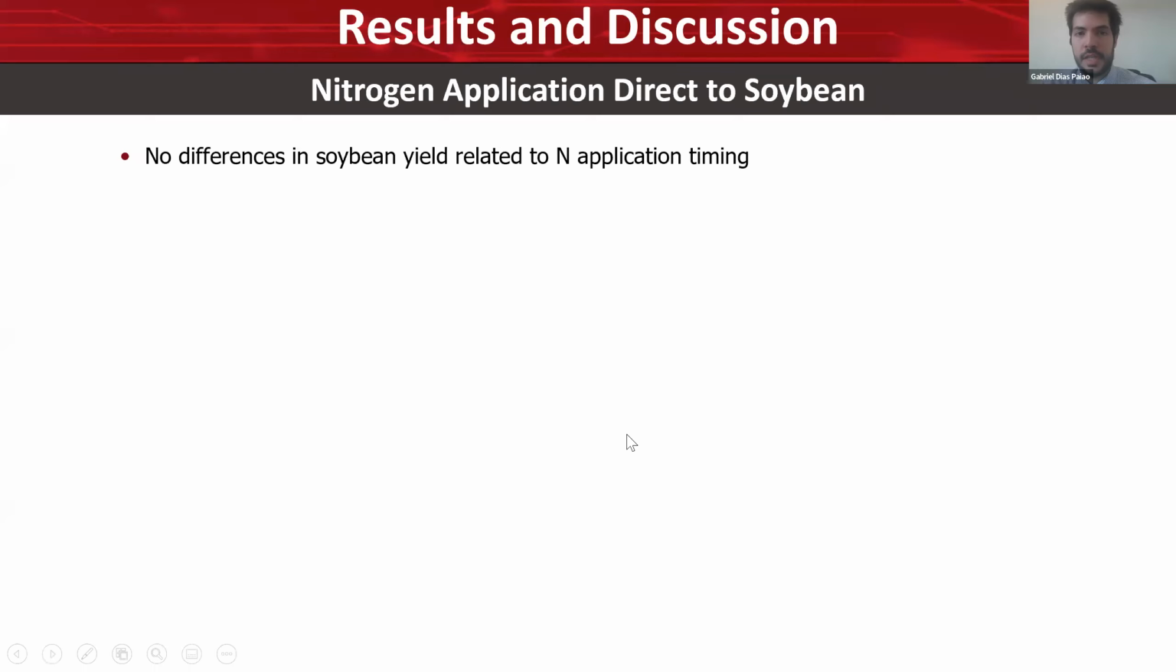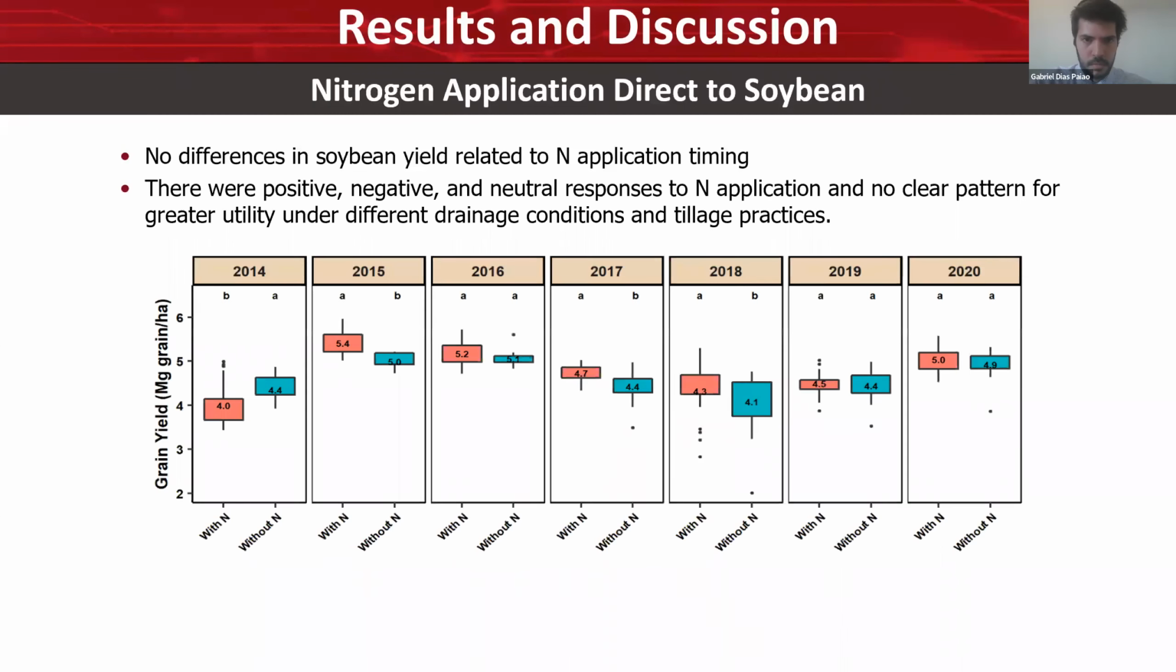In terms of the influence of nitrogen applications done directly to soybeans, there were no differences related to the different nitrogen application timings. So it didn't matter if we applied nitrogen at R3 or before or at planting. And overall, the responses ranged from a negative response, like in 2014, where no nitrogen application produced more than nitrogen application, to positive responses, like in 2015, where with nitrogen, the production was about 10% greater than without. And there were also some neutral responses for other years.